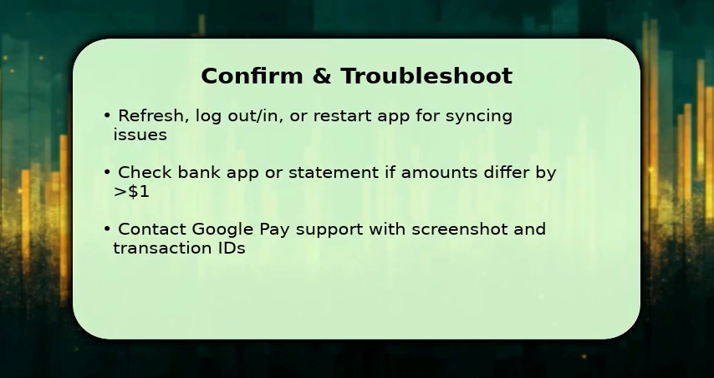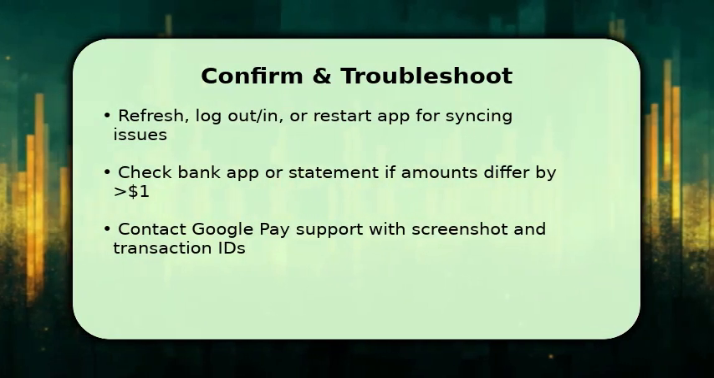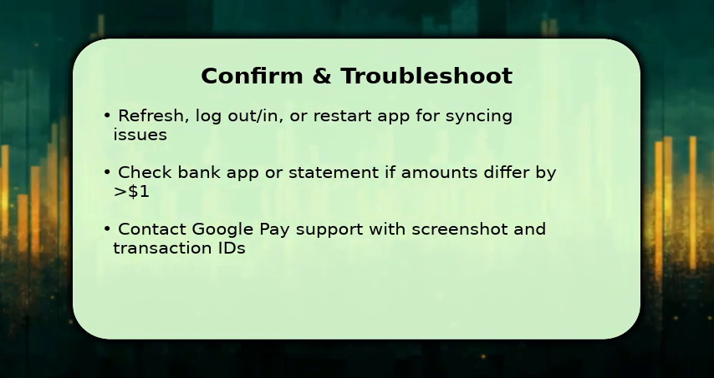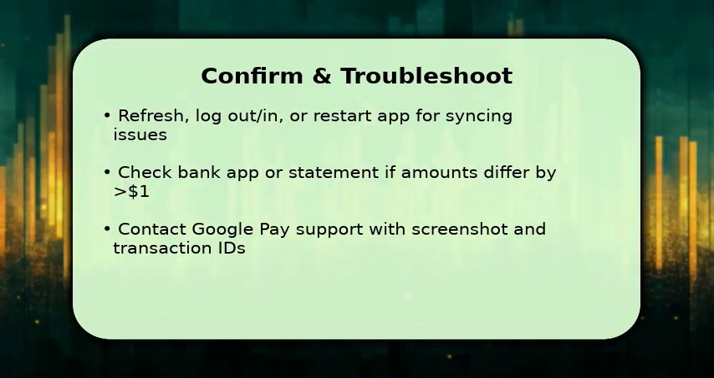If numbers seem off, pull down to refresh or sign out and back in to force a sync. Once done, compare the Google Pay entry to your bank app for pending holds or processing delays that explain differences.